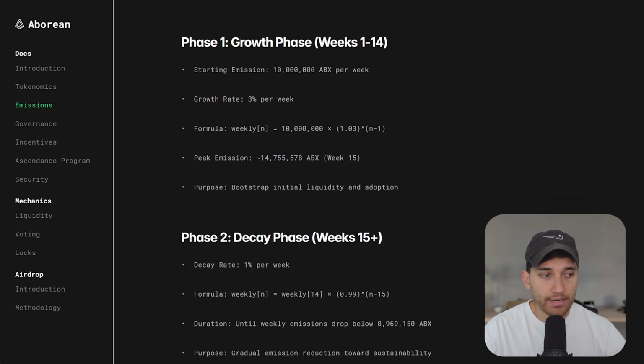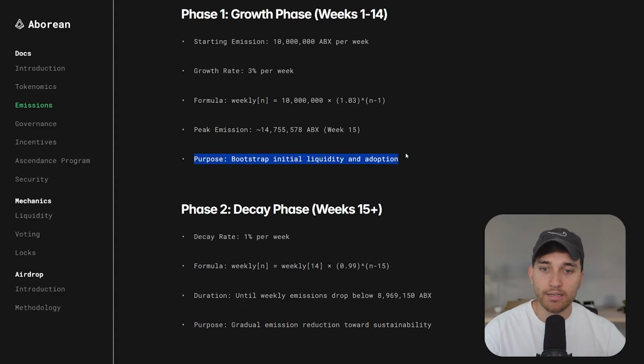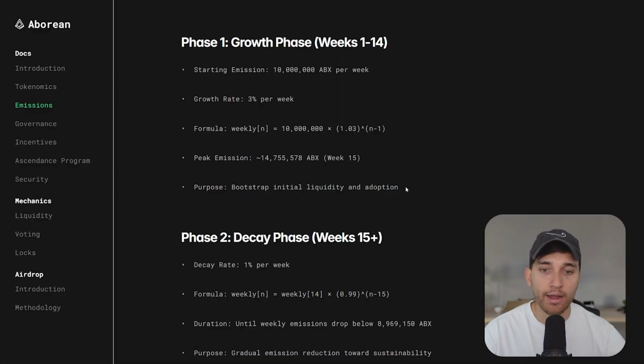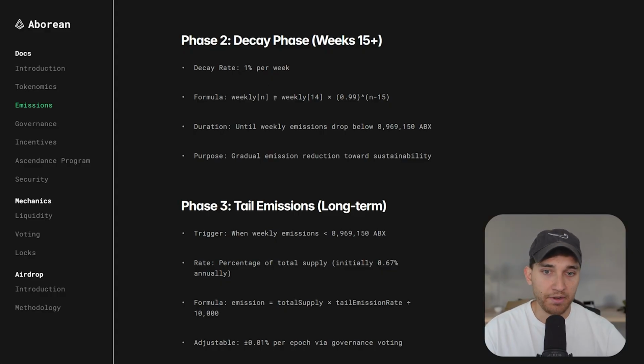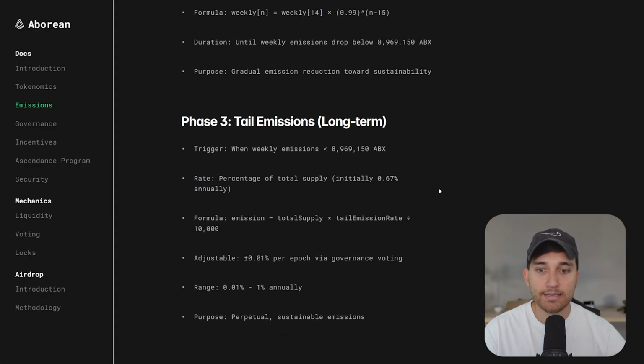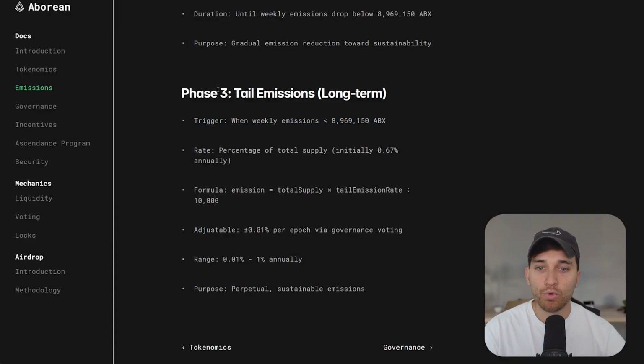The thing is, this is a multi-phased approach where the first phase, weeks 1 to 14, so at the time of recording, we're in week 2, so we still have a couple of months left of this growth phase, where the emission rate of ABX is growing 3% per week. Now, you can see here the purpose is to bootstrap the initial liquidity and adoption. So the goal of this first phase is to really get people into Aborean and start providing liquidity into this protocol. The subsequent two phases is that the growth will slowly start getting less and less, and then finally, once it reaches a certain point, growth will pretty much be stable at a much lower amount from here on out.